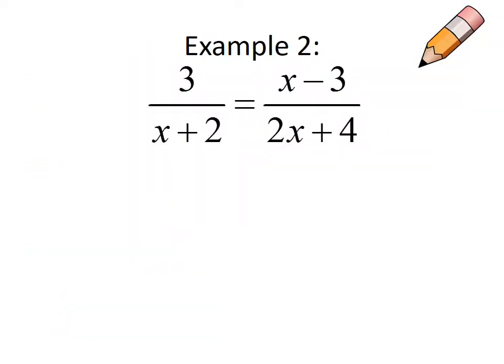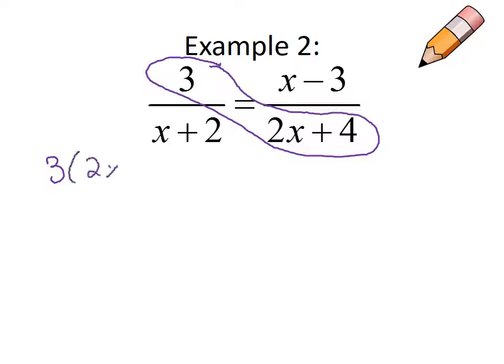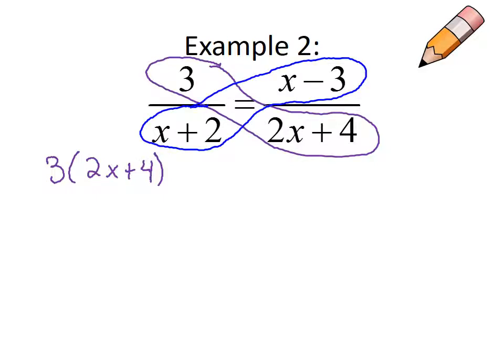All right, moving on to example number 2. Once again, you guys, we're just going to start with cross multiplying. So I'm going to take 3 times 2x plus 4. And I'm going to take 2x plus 2 times x plus 3. Excuse me, x minus 3.